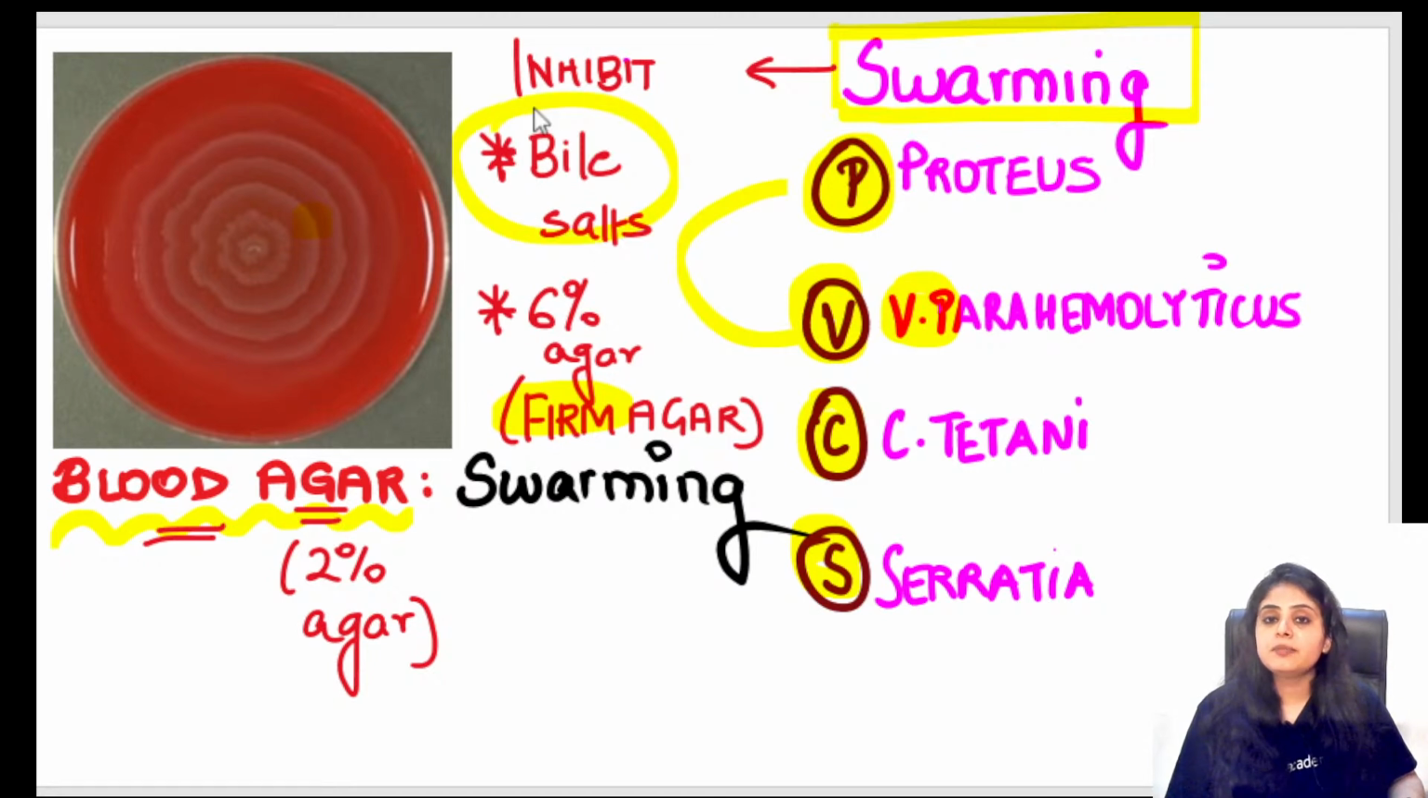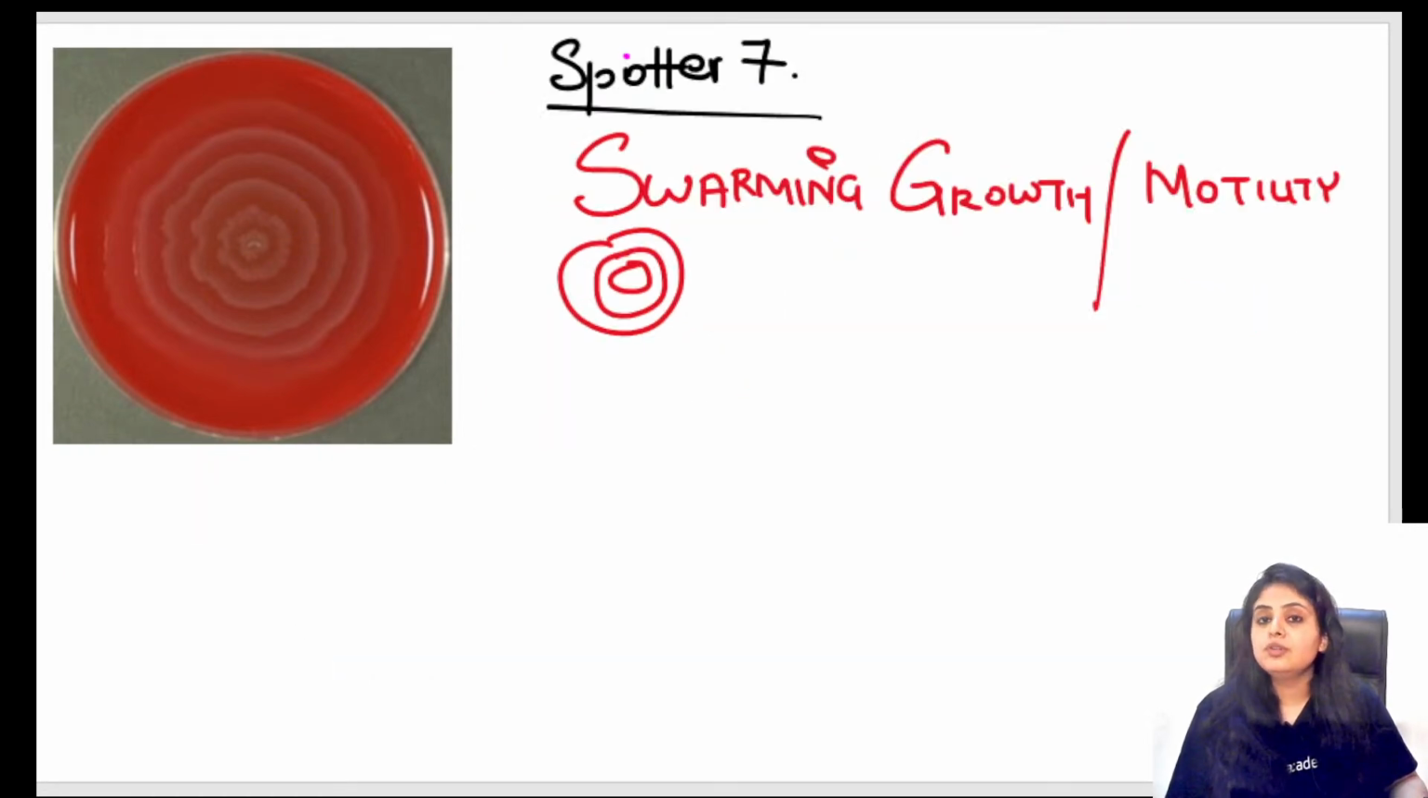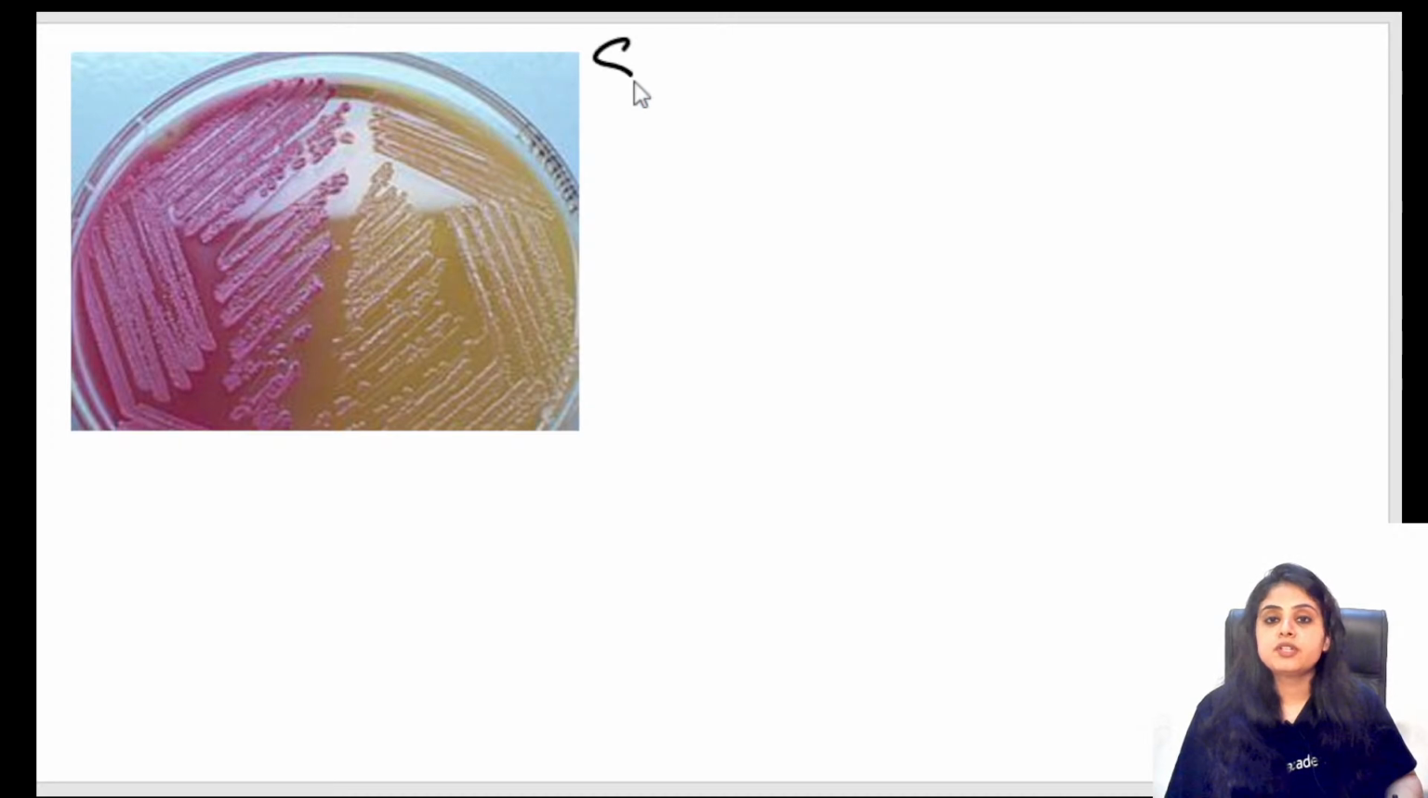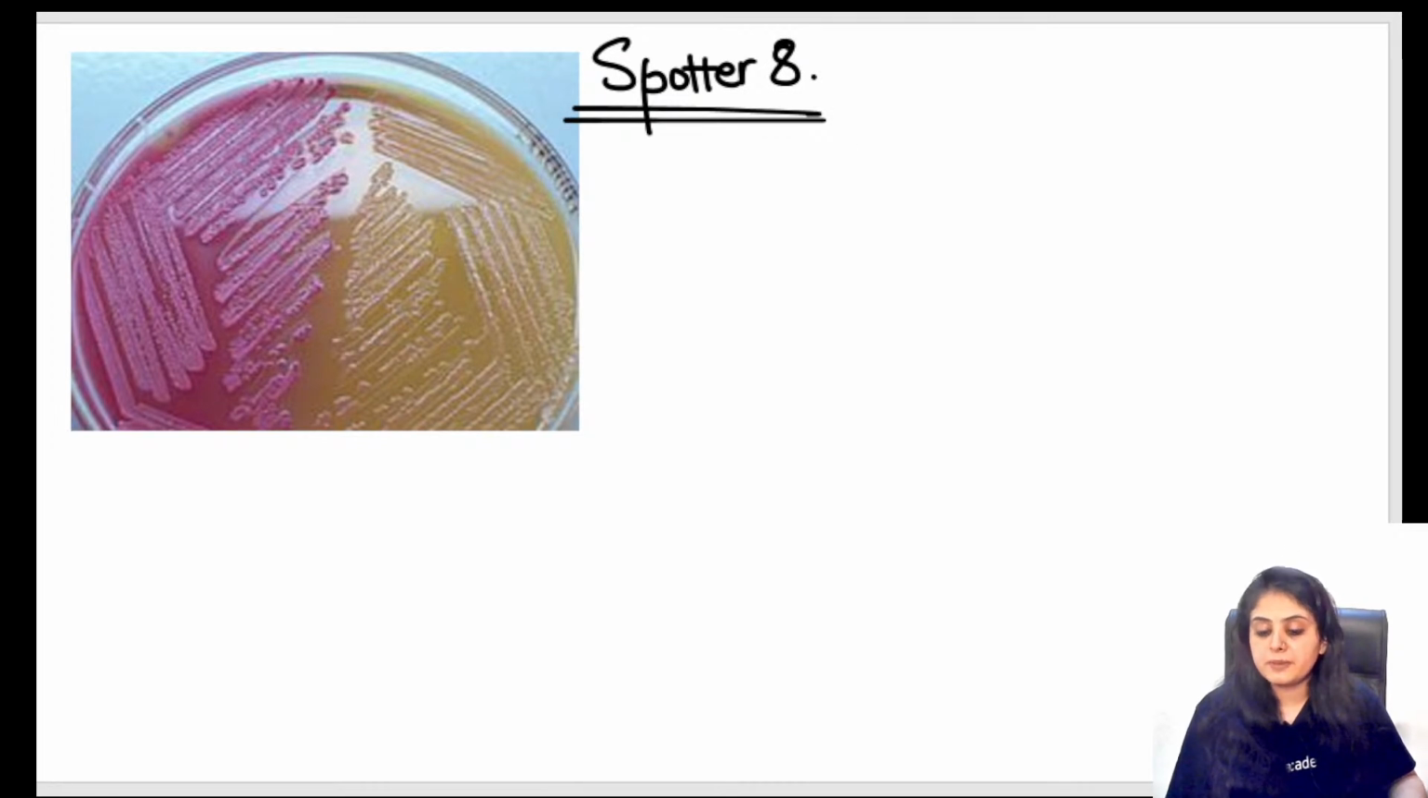So either you add some chemicals, then the swarming will not occur, or you make the agar very, very rich with 6%, then also swarming will not occur. So PVCs is the mnemonic. I hope spotter number 7 is also sorted. Let's move on. Spotter 8, another culture media and a very, very important one.